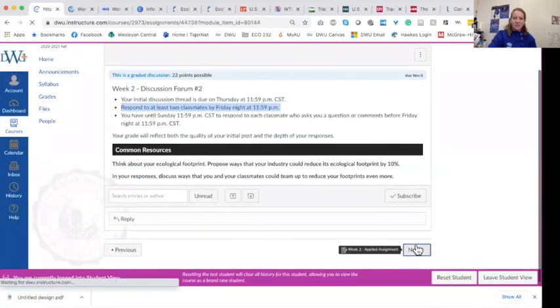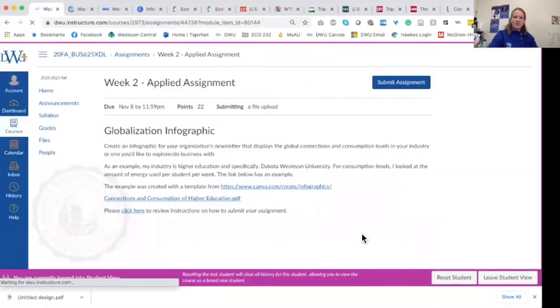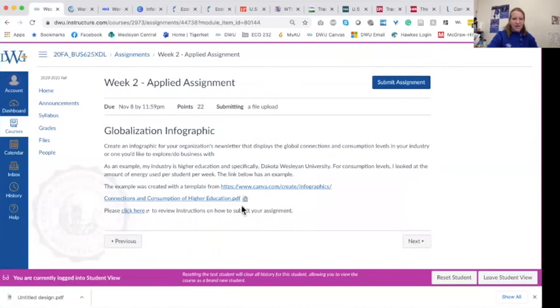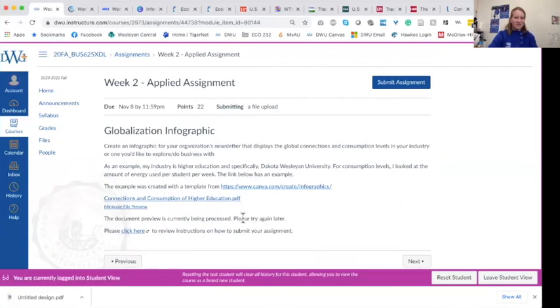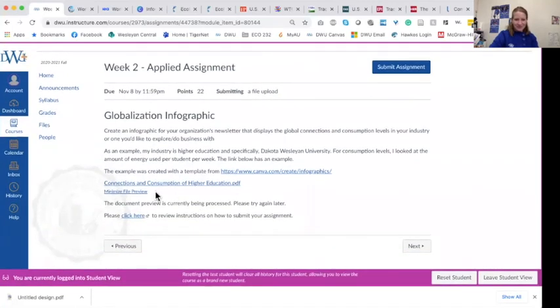And then for your applied assignment, again, create an infographic. I attempted to give you guys my infographic for higher education. Specifically, I used Dakota Wesleyan. For consumption levels, I looked at the amount of energy that was being used per student per week. And again, I'm not a digital media person, so this is what I came up with. Hopefully this will load.